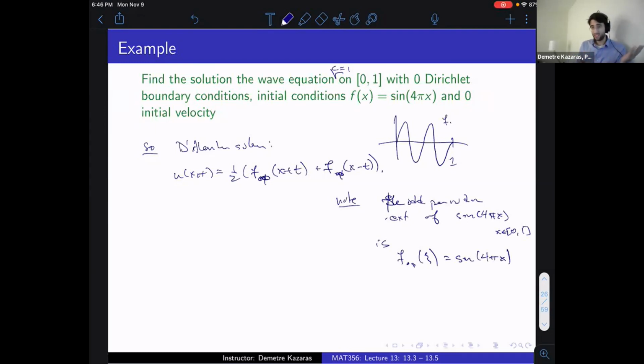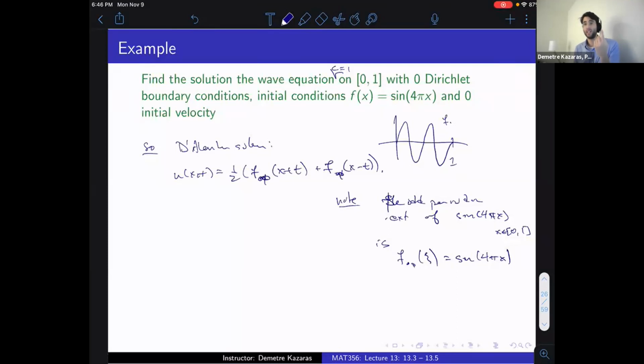The way you can see that, the odd periodic extension is a unique thing of a function. So you can just check: is this going to be an odd periodic extension? Well, first of all, is it an extension of sine of 4 pi x? Yeah, it has the same form of sine of 4 pi x on 0 to 1. It's literally the same formula.